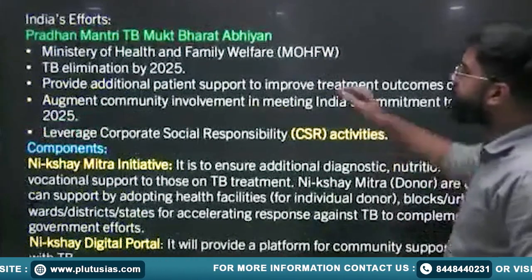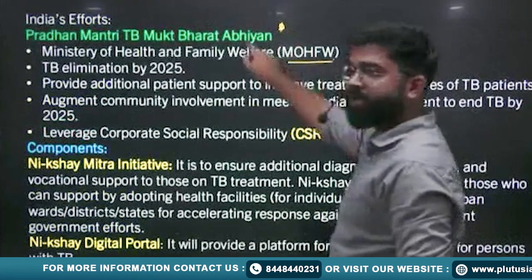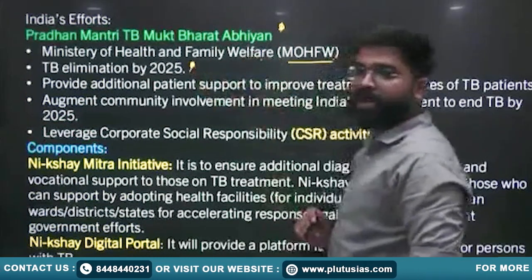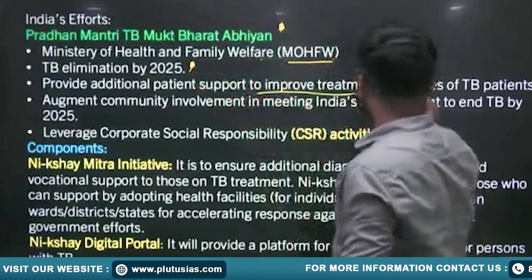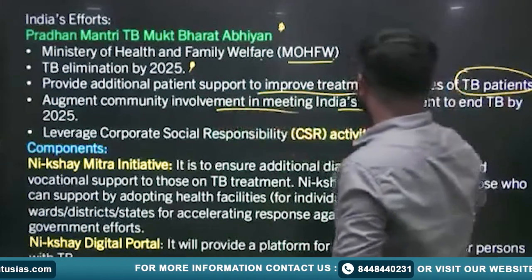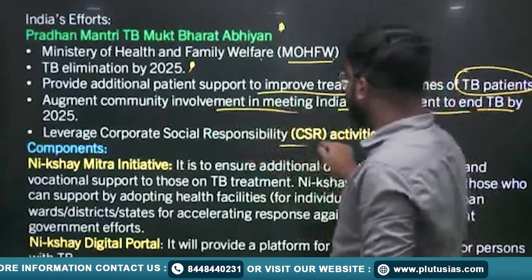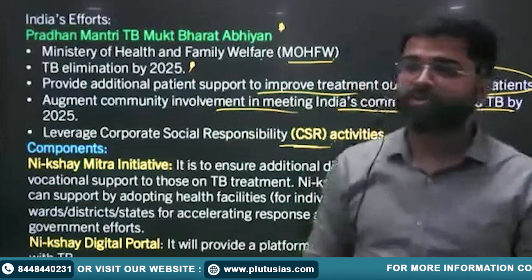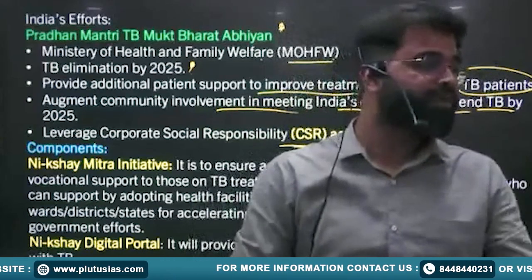India's effort: Pradhan Mantri TB Mukt Bharat Abhiyan. The Ministry of Health started one program and aimed to eliminate TB by 2025. Provide additional patient support to improve treatment outcomes of TB patients. Augment community involvement in meeting India's commitment to end TB by 2025, and which will leverage CSR initiative. What is CSR initiative? Corporate social responsibility. In some of the classes we will discuss that also.